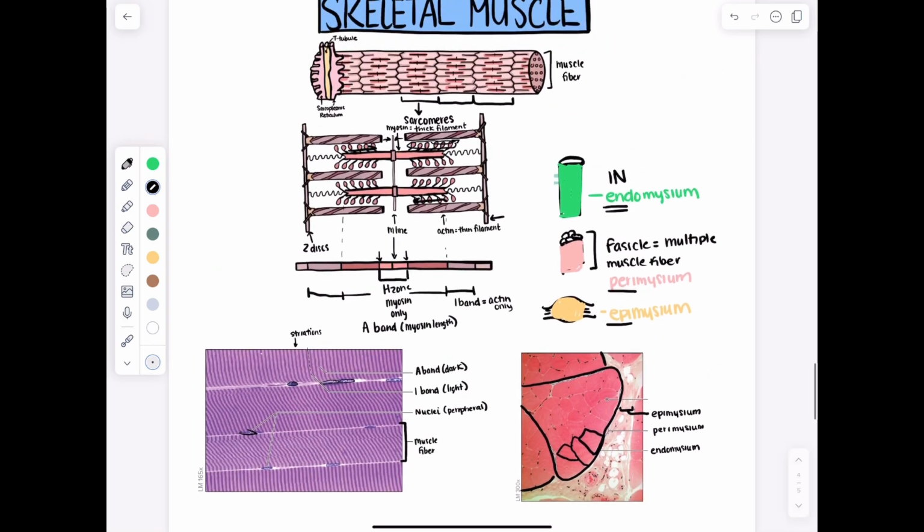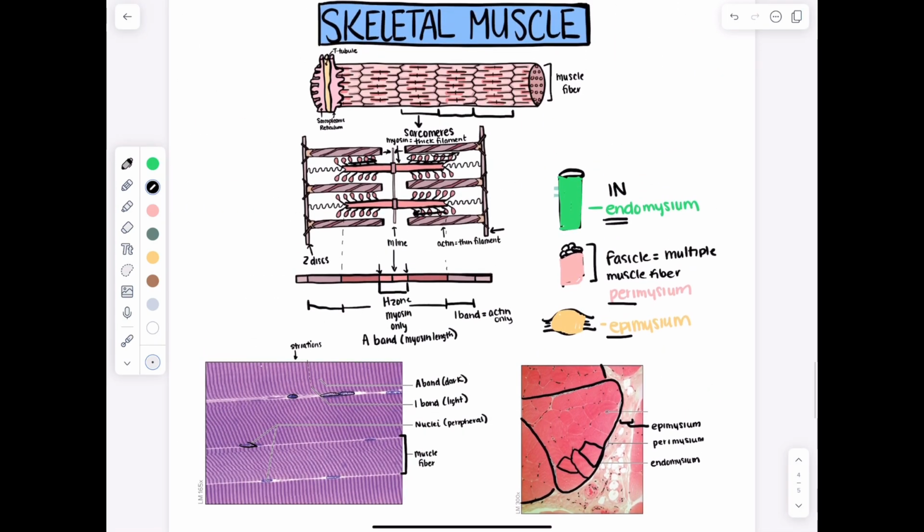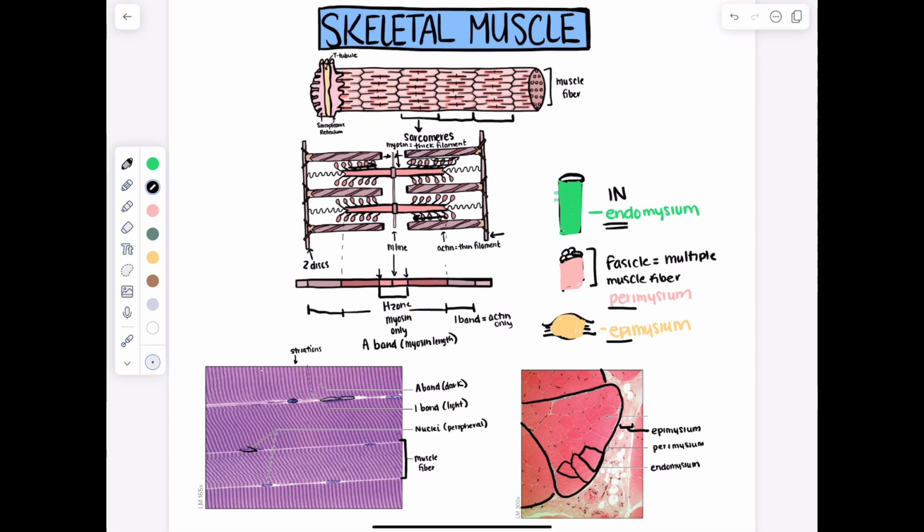So those are going to be our general things we need to know about skeletal muscle. In the next video, we're going to look more deeply into our big muscles that make up the axial muscular system. If you have any questions, let me know, and I'll see you in class.